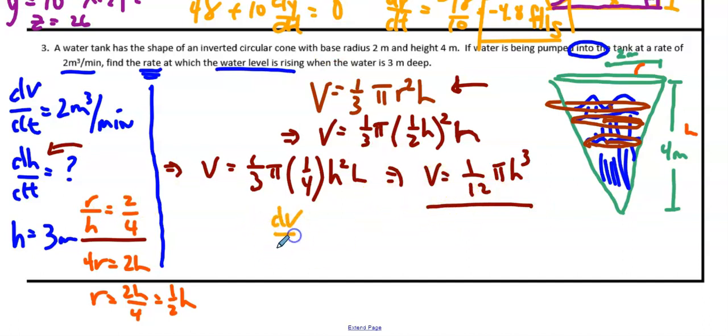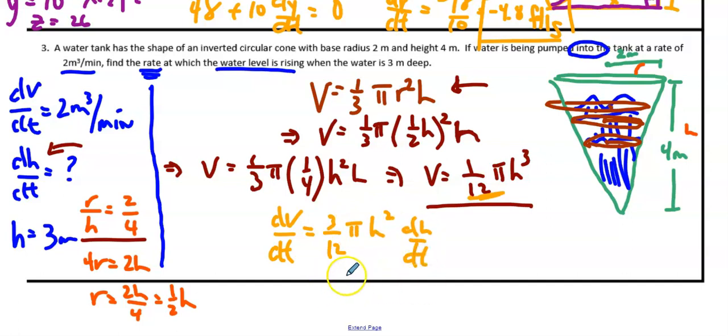So change in my volume with respect to time is equal to, again, we have a number times a variable to an exponent, example number 1 again. So we move the 3 down, and we're going to multiply 3 times 1/12, which is really 1/4, but let's leave it 3 over 12 right now. Leave pi alone, because that's just a number. We have h squared, and then the dh dt.